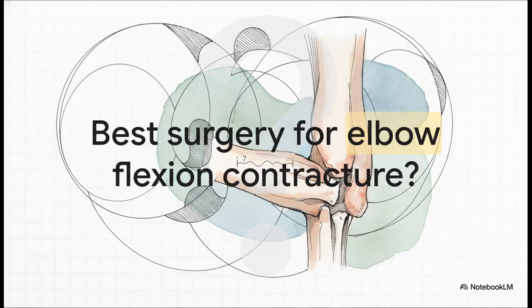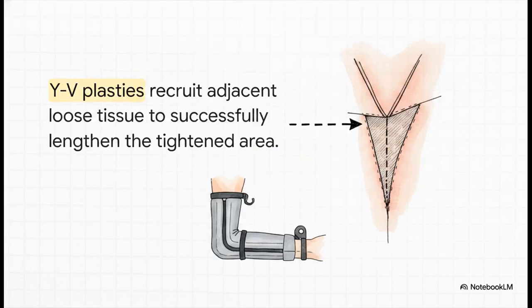Okay, how about a larger joint? What is the best surgical option to treat a 7-centimeter fixed flexion contracture at the elbow joint when it's surrounded by plenty of normal, healthy skin? The answer is a YV-plasty. Why? Well, YV-plasties actively advance the surrounding normal skin directly into that contracture zone. By recruiting that adjacent loose tissue, the surgeon can successfully lengthen the tightened area. It's a really elegant solution.